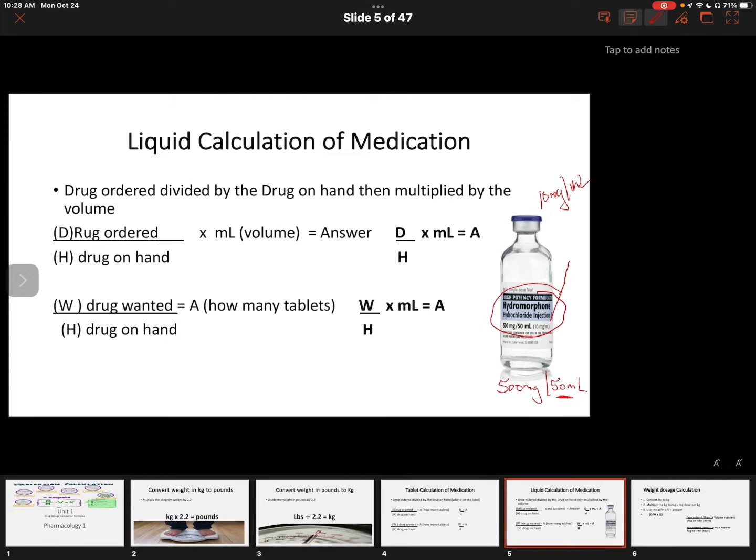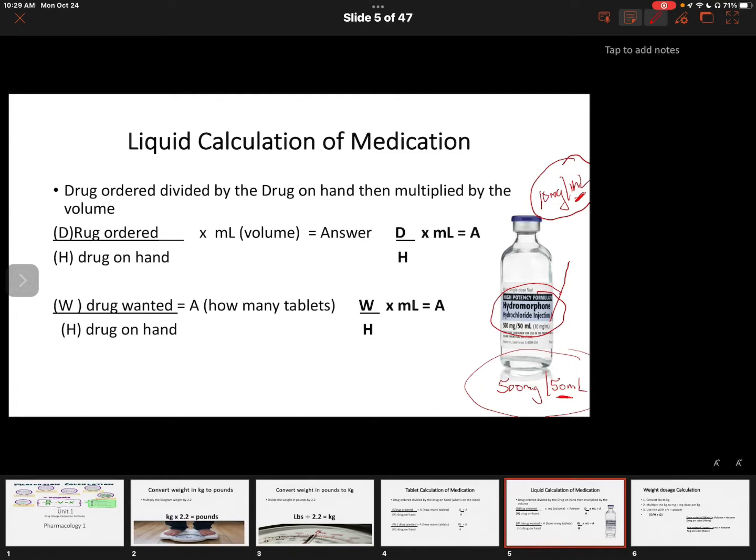So let's say that we need to give a liquid medication. The drug ordered is going to be divided by the drug that we have on hand. Then it will be multiplied by the volume. The volume is going to be the milliliters. We're going to work with this because it's going to start the problem with smaller numbers, and we're going to end with the same answer as if we had even used this formula.